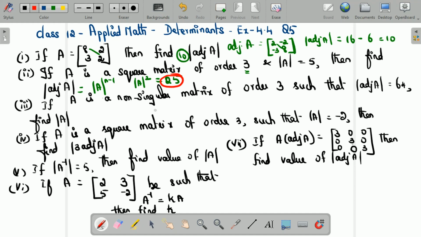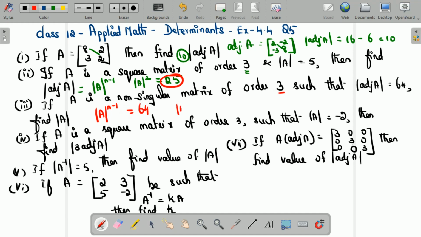Now let's take up the third subdivision. If A is a non-singular matrix of order 3 such that the determinant of adjoint of A is 64, find the determinant of A. So you remember the formula. This is what we're going to use here. Determinant of A to the power n minus 1 will be the determinant of adjoint of A. So this is given to be 64.